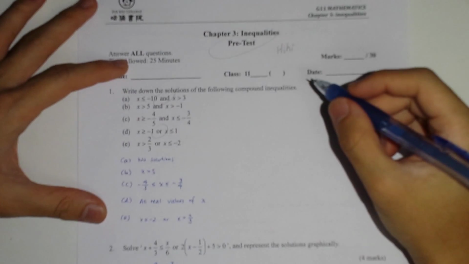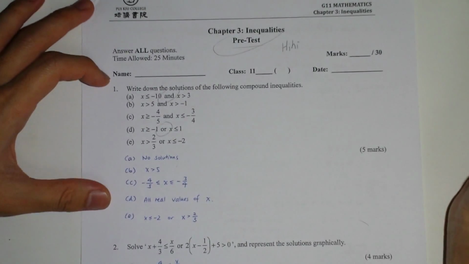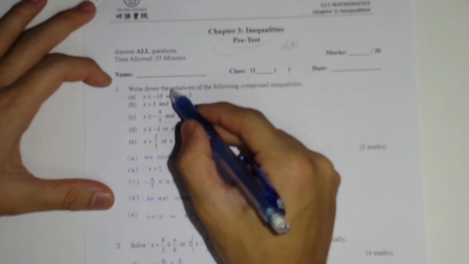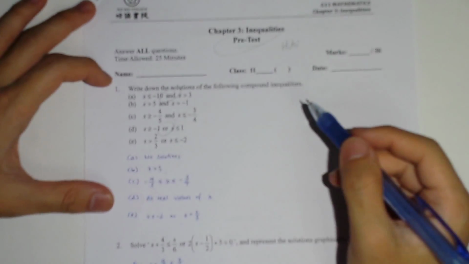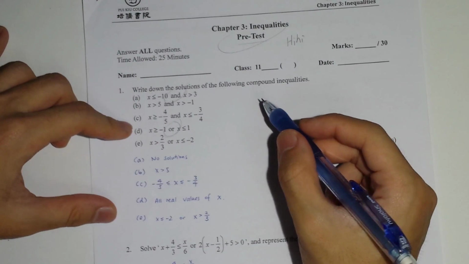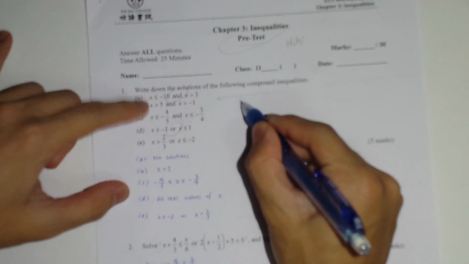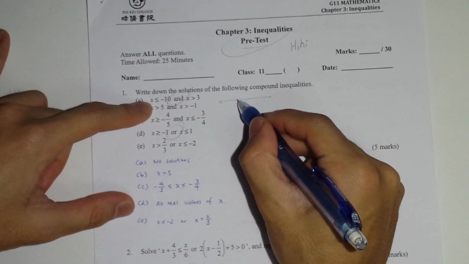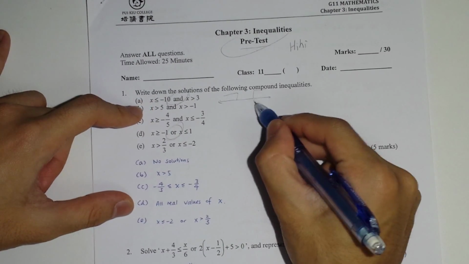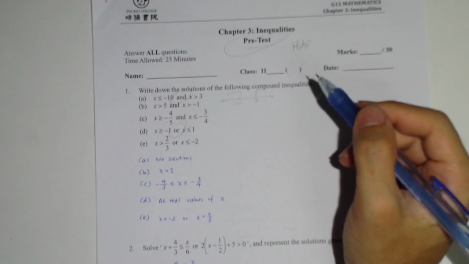Today I would like to talk about some key points about this pretest. Let's look at number one. Note that the keywords "and" and "or" are very different. For example, if we look at number 1, 2, 3, they are about "and", so we are looking at the overlapping regions for each of them. For each inequality, of course, you can draw the arrows and then determine where the overlapping regions are.